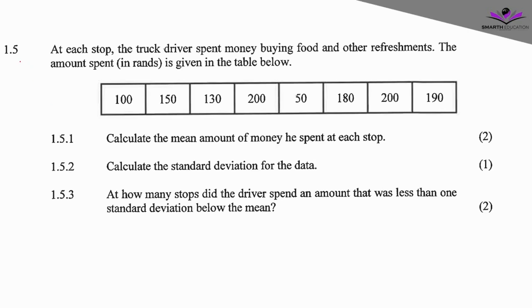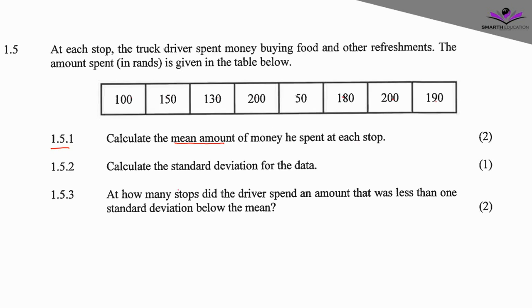Right, welcome back. Let's do question 1.5. At each stop, the truck driver spent money buying food and other refreshments. The amount spent in rands is given in the table below. We have these amounts. How many of them? 1, 2, 3, 4, 5, 6, 7, 8. Calculate the mean amount of money he spent at each shop.